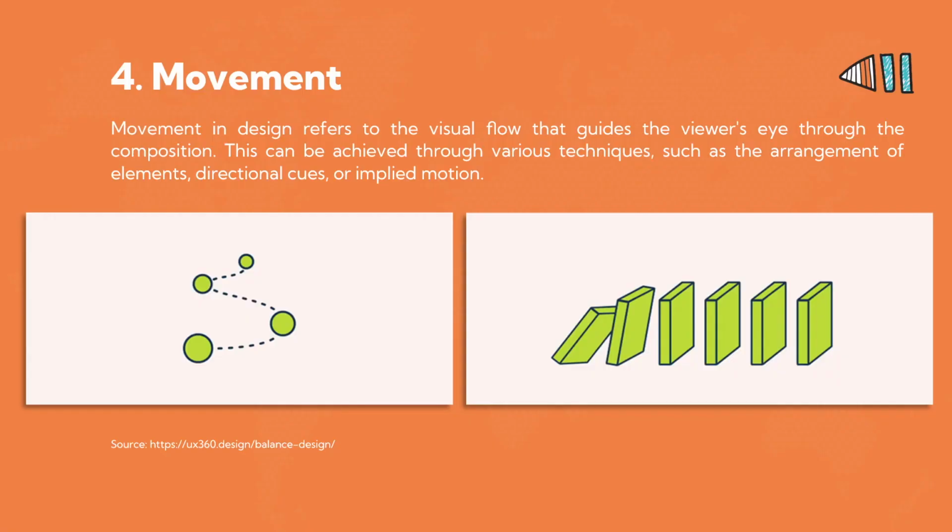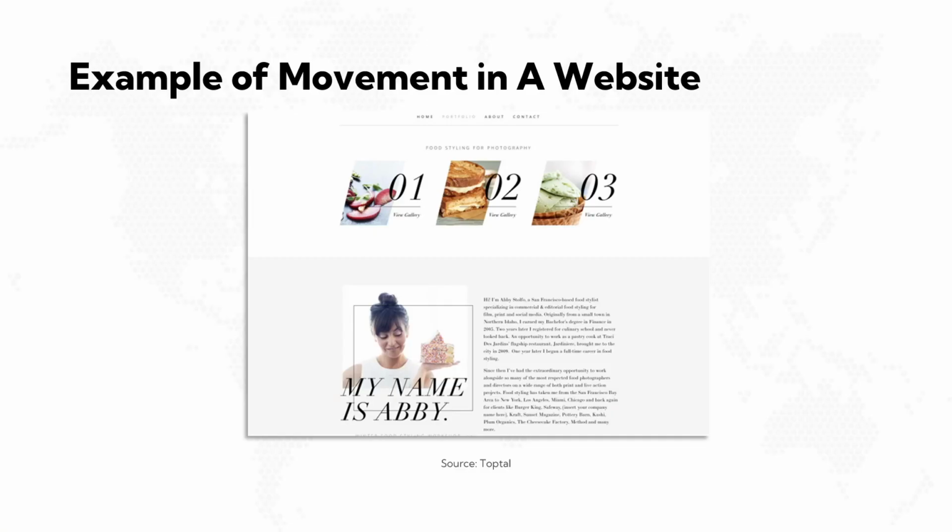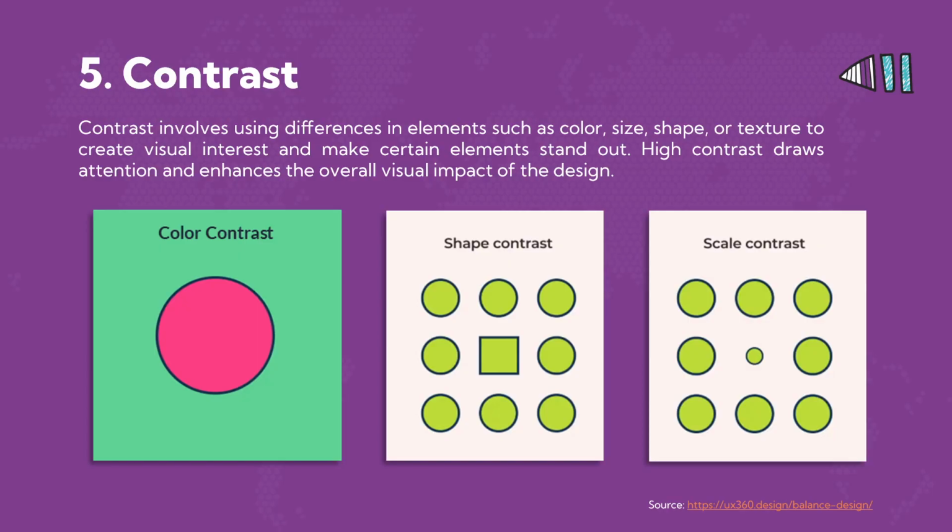So movement refers to the visual flow that guides your eye through the composition. As you can see, that graphic there is showing you a motion where we have a big circle, small circle goes to the smallest circle, or we have the bars or the rectangles on the side. So an example of movement in a website is something such as that. You have a multi-step graphic.